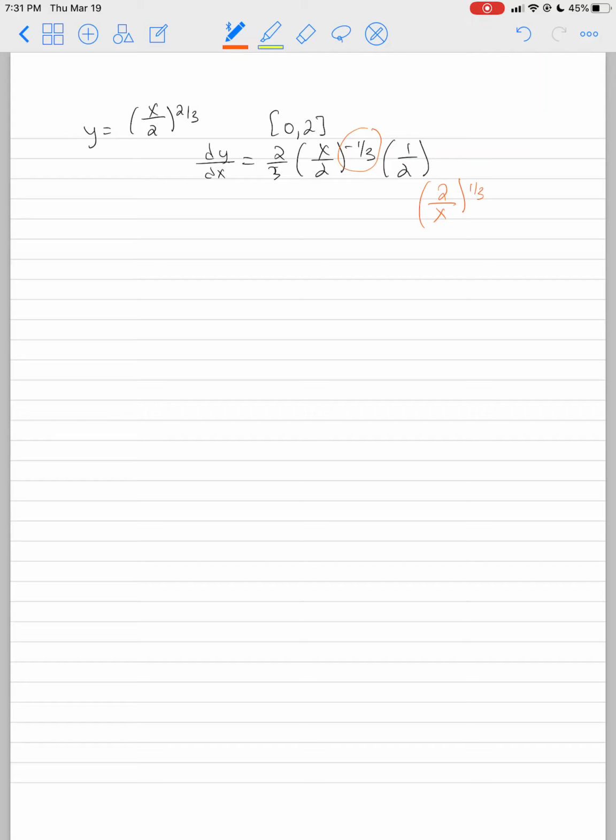I really only care about the fact that the x is in the denominator because my interval includes the number 0, and I cannot plug in 0 to this derivative. You cannot use the arc length formula if the function is not defined and its derivative is not defined on the entire interval. So, does this mean we give up? No, it does not. It means we switch everything into the other variable.